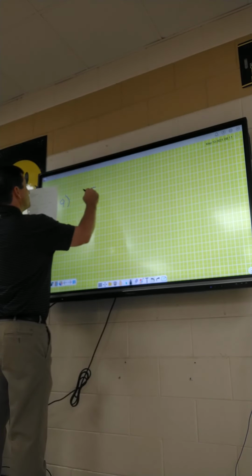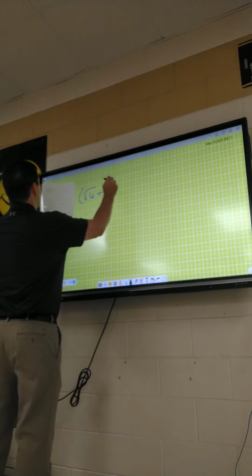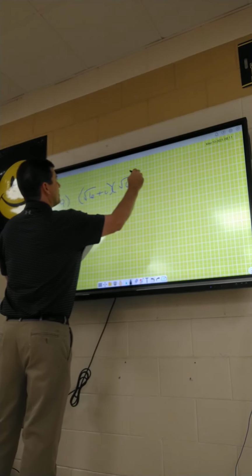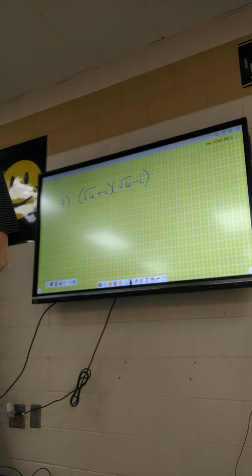Number 9, I got root 6 plus i and root 6 minus i. Before I show 9, I want y'all to try it. This is FOIL method. We just went over how to do one like this. You should be able to do it. All right, y'all try 9 and see what you get.